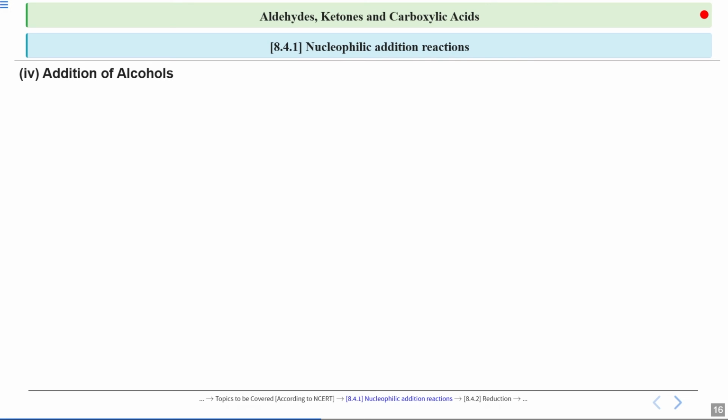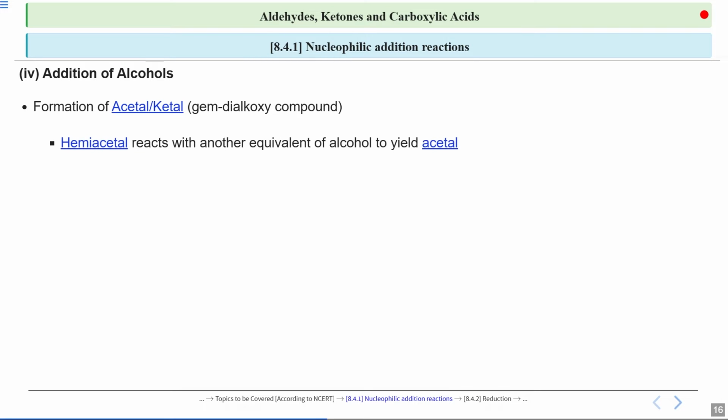Now we will discuss the formation of acetal or ketal. Earlier we saw the hemiacetal. When you react an aldehyde with alcohol in the presence of HCl, you get a hemiacetal. And when you react a ketone with alcohol and dry HCl, you get a hemiketal. Now we will see the formation of acetal or ketal. When a hemiacetal reacts with another equivalent of alcohol, it yields an acetal. Similarly, when a hemiketal reacts with another equivalent of alcohol, it forms a ketal.